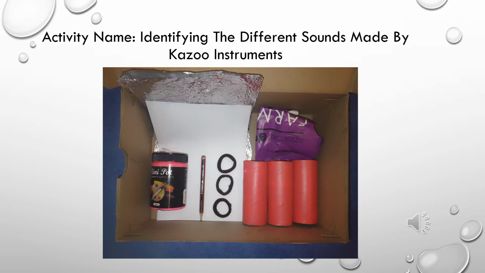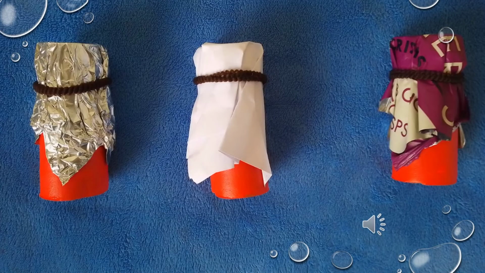What you will need to make the 3 kazoos, as shown in the picture below, are 3 toilet roll boxes, a rectangular shaped foil, half of an A4 blank paper, Simba plastic paper, a pencil and 3 elastic bands. This is how the final product of the kazoos will look after they've been constructed.